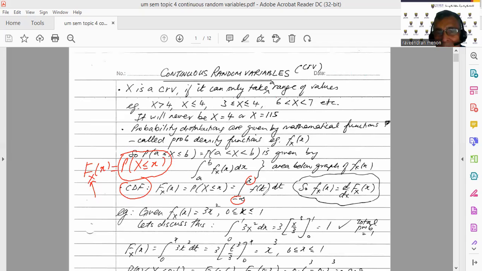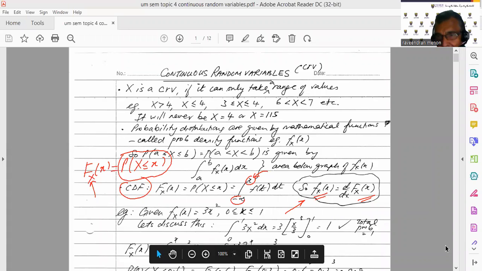The reason we write f of t dt is because we have x in the limit, so it doesn't make sense to write f of x dx. Also take note, we have said this before: when you differentiate your CDF, you'll get your PDF. Let's look at a couple of examples, and then things will begin to look very smooth.